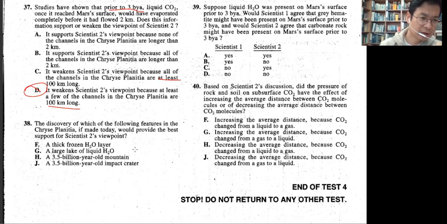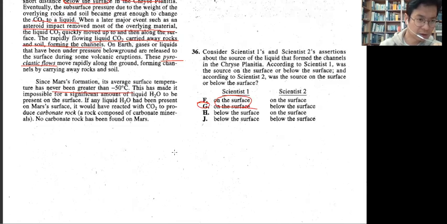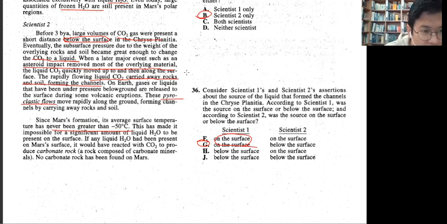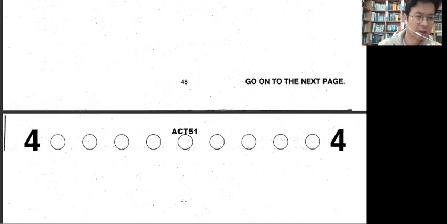So the discovery of which of the following features in the Planitia made today would provide best support for scientist two's view? Scientist two means thick frozen layers, tubular layers, mountain impact crater. So let me see. The asteroid, yeah, this is the one. Asteroid impact. Okay, that's a crater then.